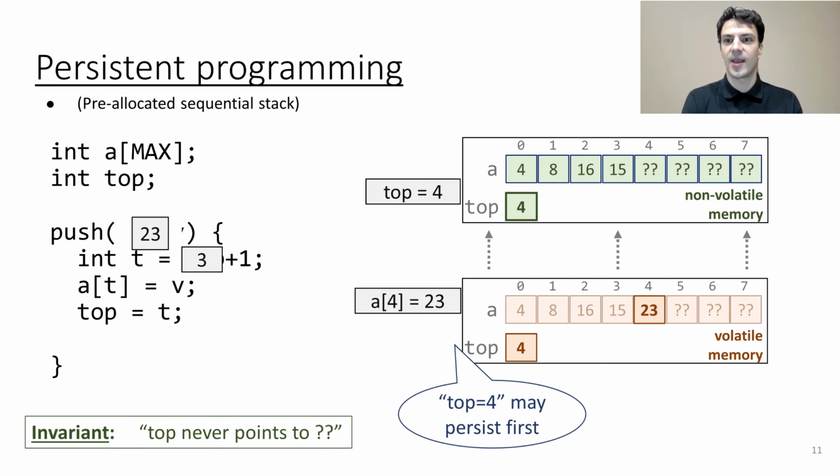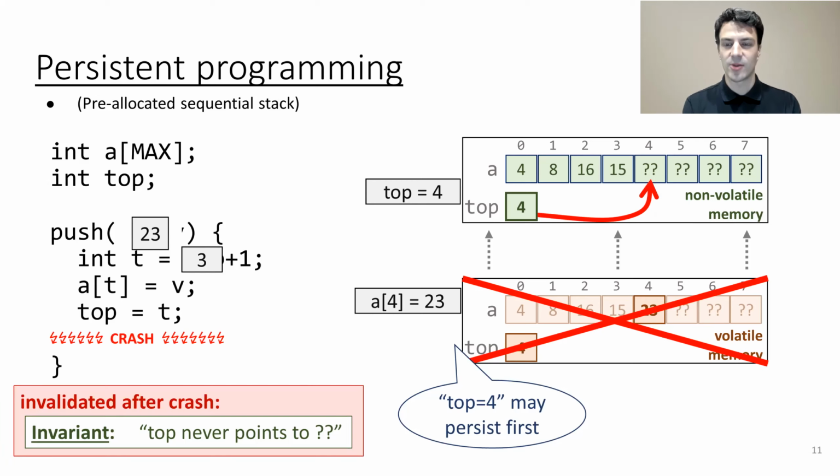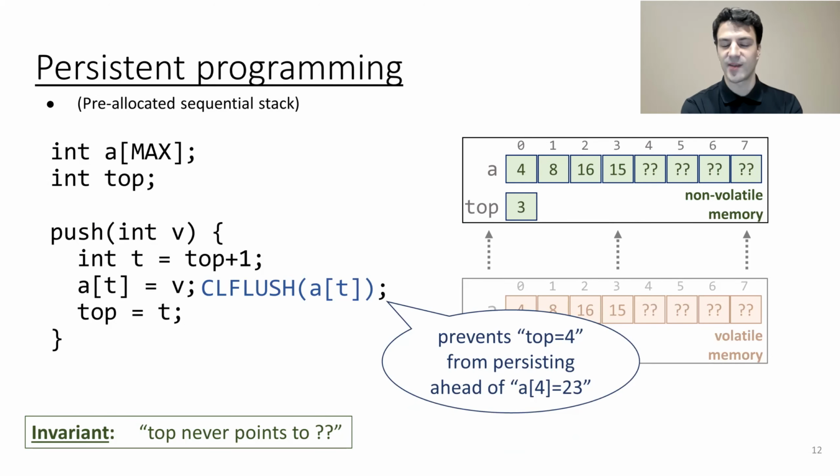And then, well, let's say a crash happens. And we inspect non-volatile memory after the crash as we recover from it. And we see that top is now 4, and it points to question marks. So the invariant is violated. Well, if I want this invariant to be preserved, I will insert an explicit persist instruction, CLFLUSH, after writing to A4. And this CLFLUSH will make sure that the invariant is preserved. However, the specific way it achieves that depends on the particular model of persistence.